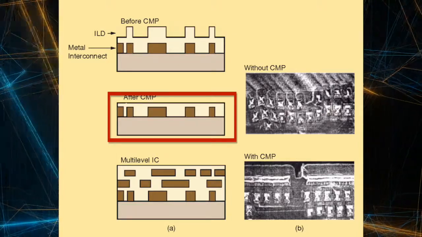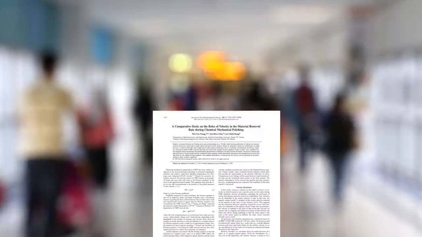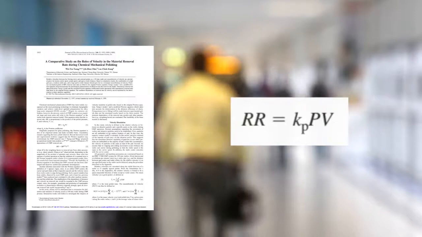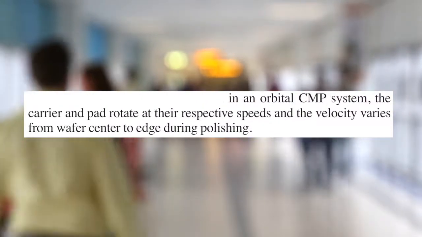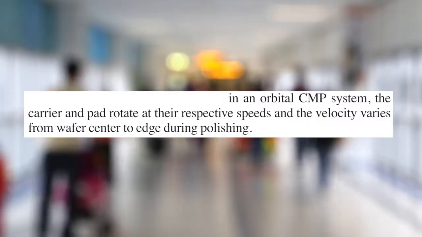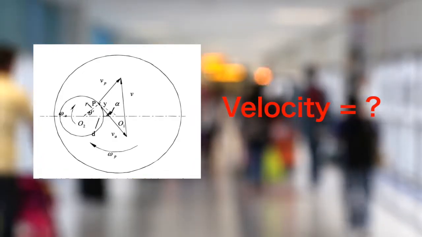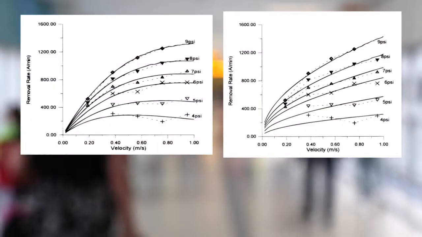integrated circuitry are built. A 1999 study by Wei Su Sang and colleagues highlighted that the Preston equation is heavily utilized despite it being purely empirical. They also noted the nebulous definition of velocity, saying that in an orbital CMP system, the carrier and pad rotate at their respective speeds, and the velocity varies from wafer center to edge during polishing. In other words, defining velocity is a little bit complicated. In the same study, two modified equations were shown to be superior in matching empirical evidence.